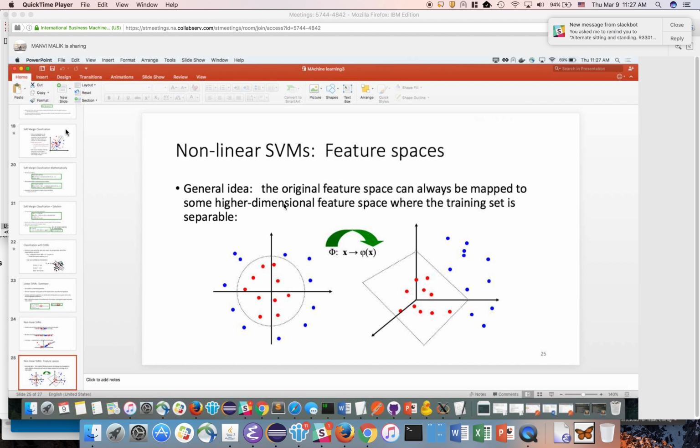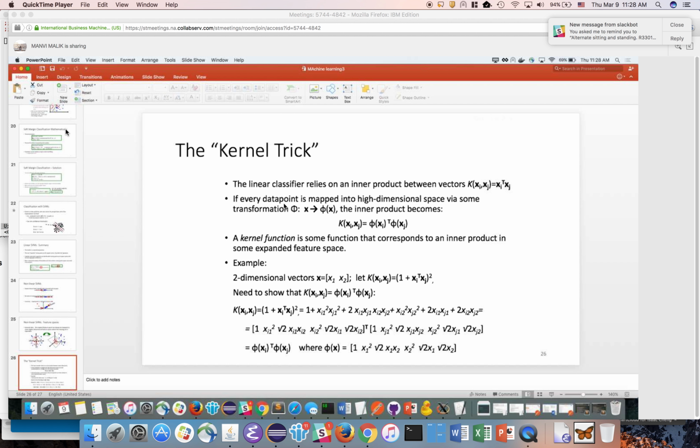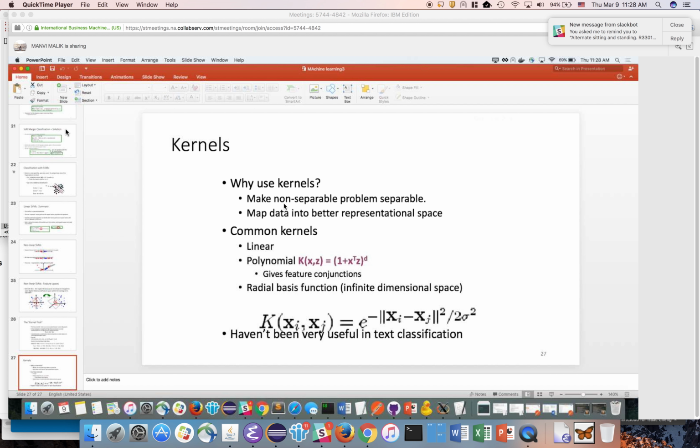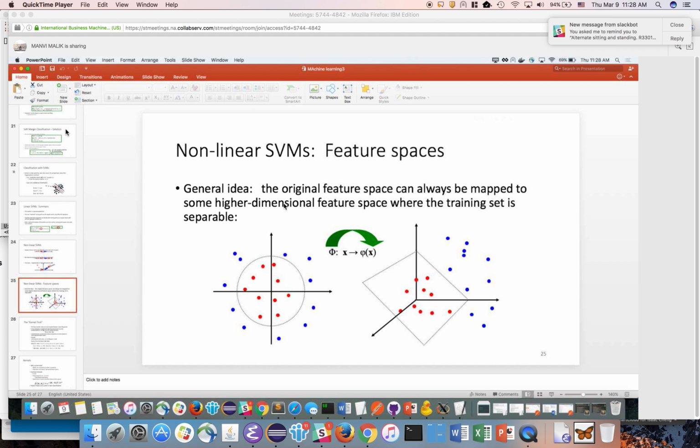That could be done, but the problem is how do we choose the kernel? There are so many kernels, and you can transform to anything. Then how do you know which one is good? So there's the whole kernel trick and how we do that. We'll go into that in the next lecture.